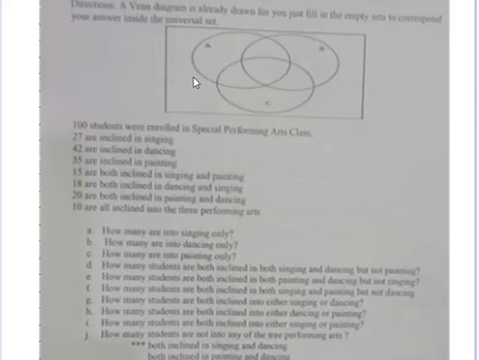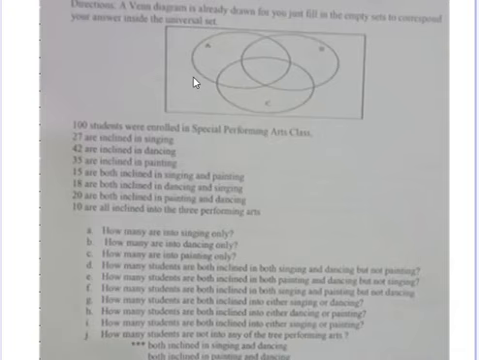Good day, dear learners. Today I will be showing to you an example of problems involving sets. So consider the following Venn diagram here and some of the questions as in the given Venn diagram, which is already drawn for you. You just fill up the empty sets to correspond to your answer in the given universal set and the given sets A, B, and C.